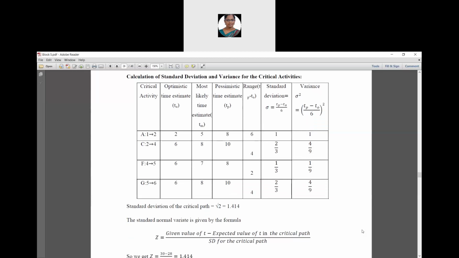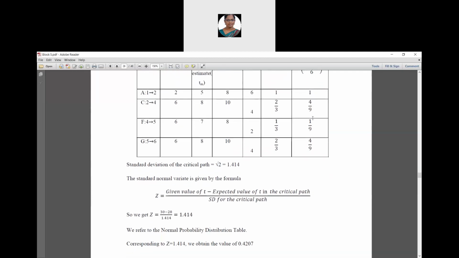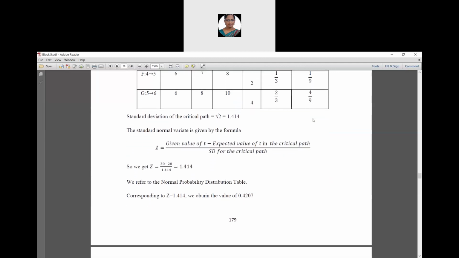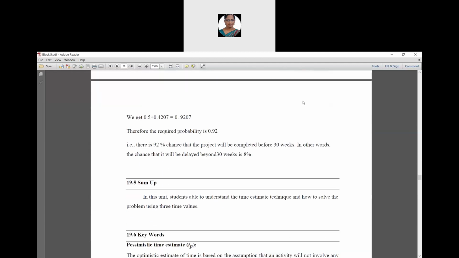Now we are going to find the standard deviation value and variance for critical activities. Standard deviation and variance formula is ((TP minus T naught) divided by 6) squared. So standard deviation for the critical path is root 2. It is 1.14. Therefore, there is a 92 percent chance that the project will be completed before 30 weeks. In other words, the chance that it will be delayed beyond 30 weeks is 8 percent. It is determined by using the normal distribution.